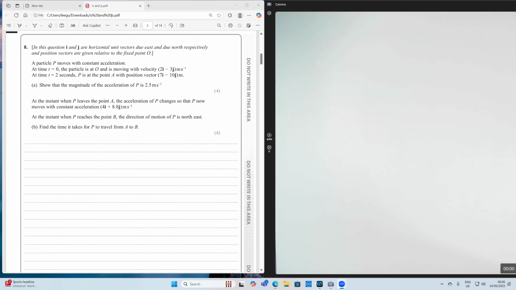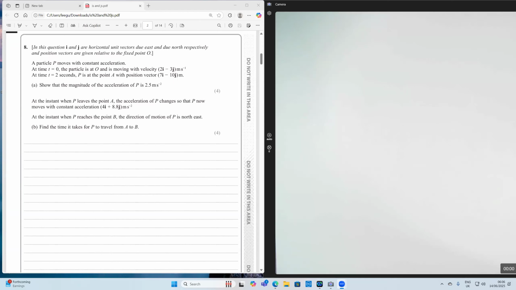Okay, so it says a particle P moves with a constant acceleration. At time t equals 0, the particle is at O and is moving with a velocity of 2i minus 3j meters per second. At time t equals 2 seconds, the particle is at point A with position vector 7i minus 10j. Show that the magnitude of the acceleration of P is 2.5 meters per second squared.